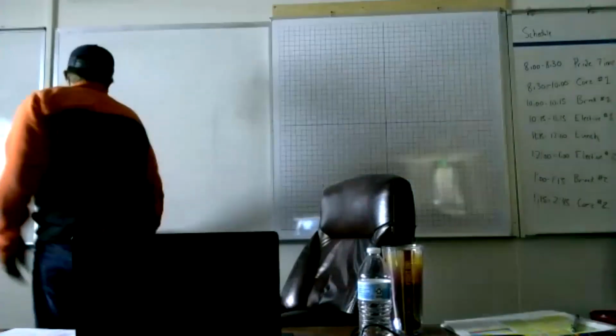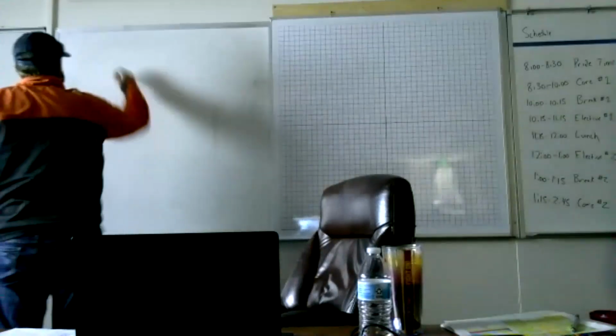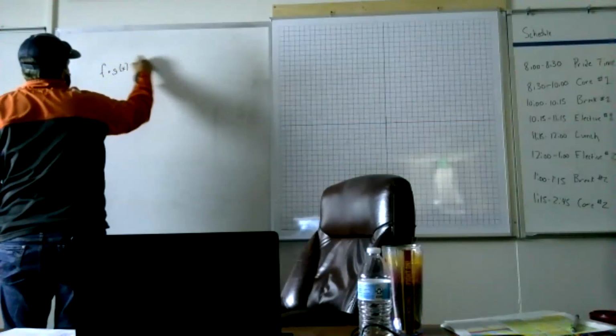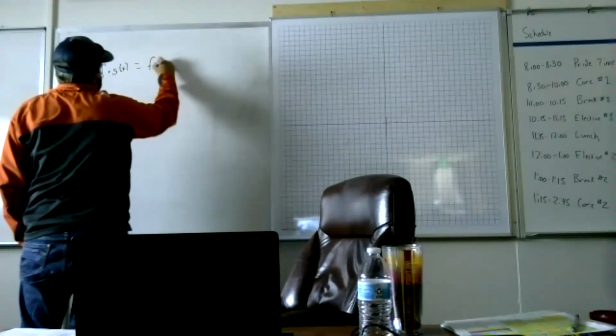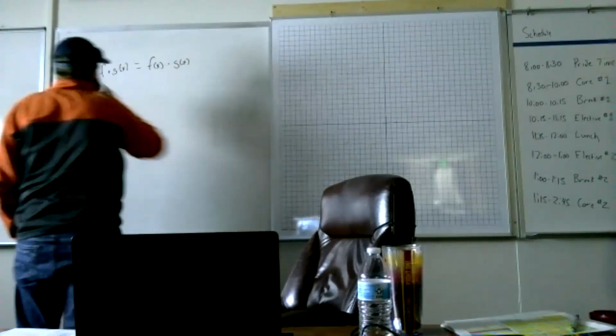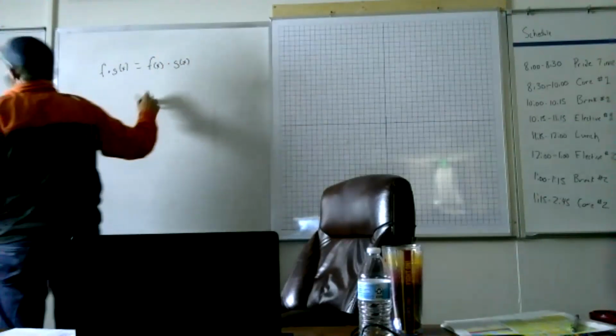So first, they want you to set it up. So f times g of x is equal to f of x times g of x. Okay, just making it fancy. Then we can plug in.